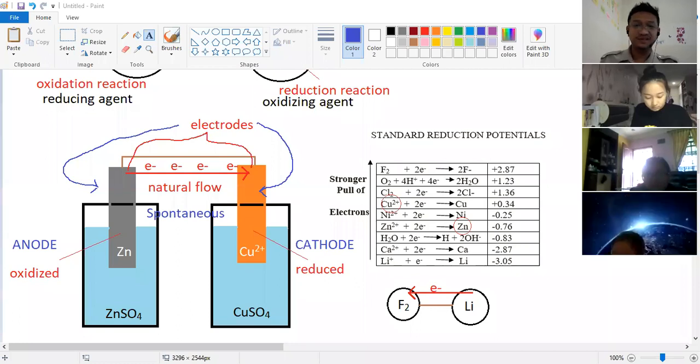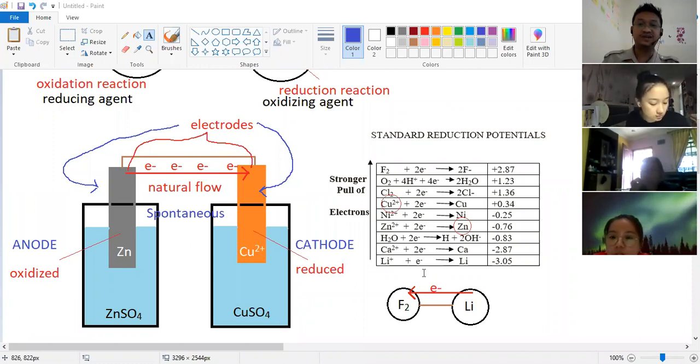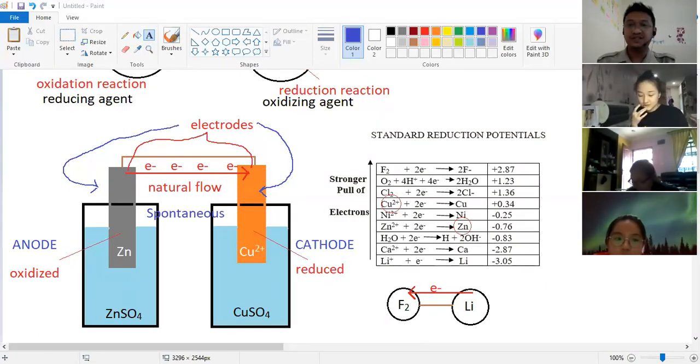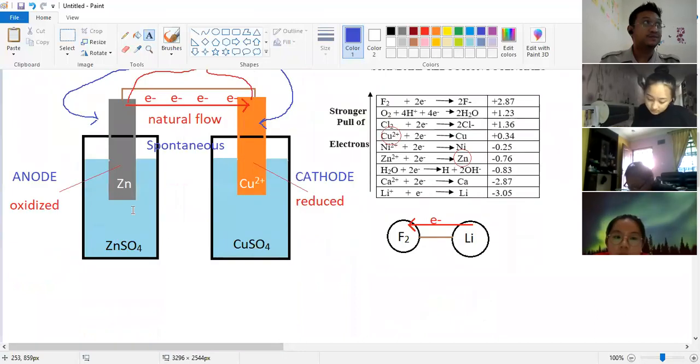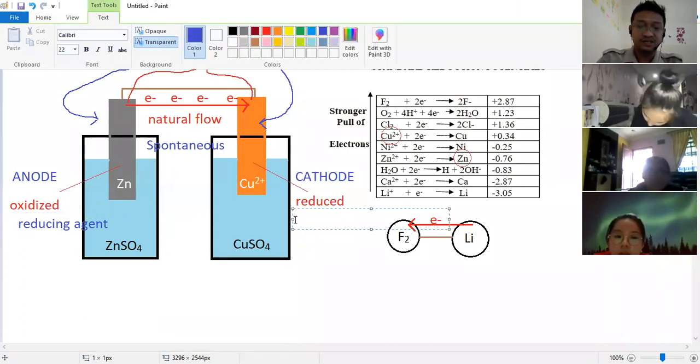Okay, according to Ivana, copper is oxidizing and zinc is reducing. That is correct. Okay, so let's put it there. This is our reducing agent, and this is our oxidizing agent.